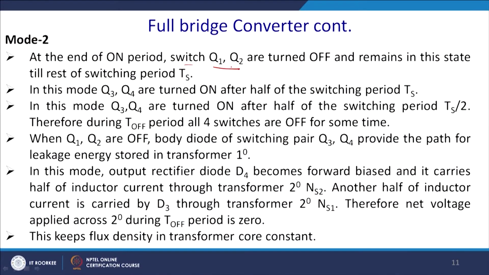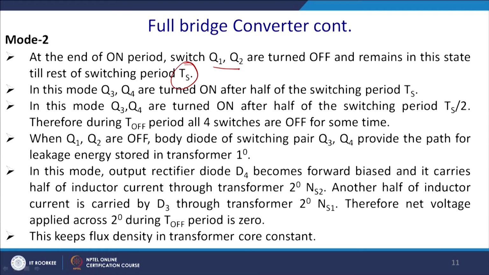So, mode 2 is almost the same, just we have another pair of switches. At the end of the period, switches Q1 and Q2 are turned off and remain in that state for the rest of the switching period Ts. In this mode, Q3 and Q4 are turned on after some delay, because you want a diode to conduct first; even if you get the pulse, unless the current decays, the other pair of switches will not turn on. So, Q3 and Q4 are turned on after half of the switching period, Ts by 2.